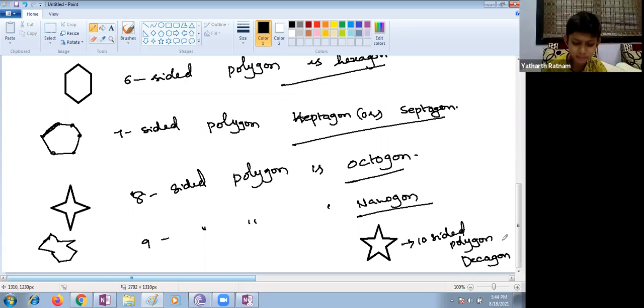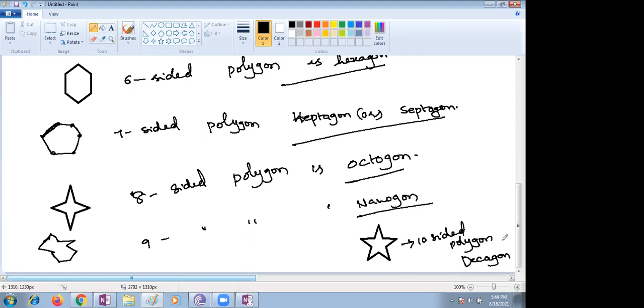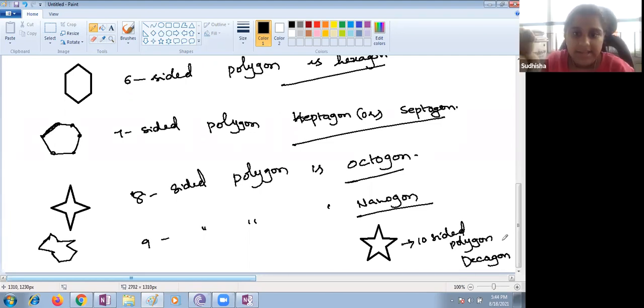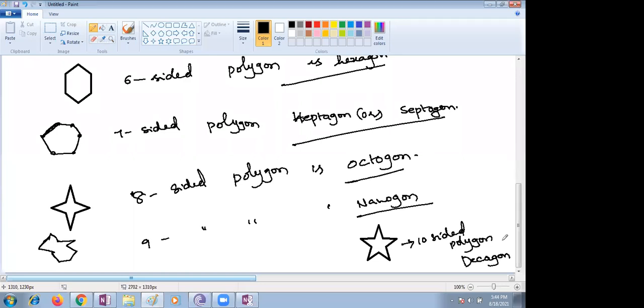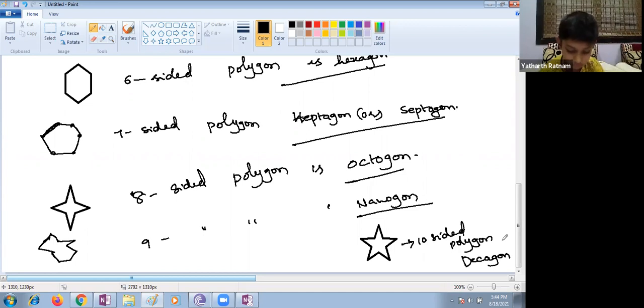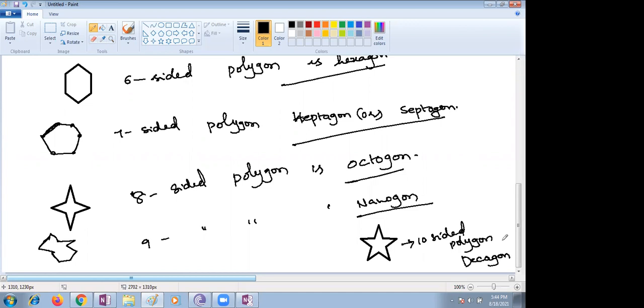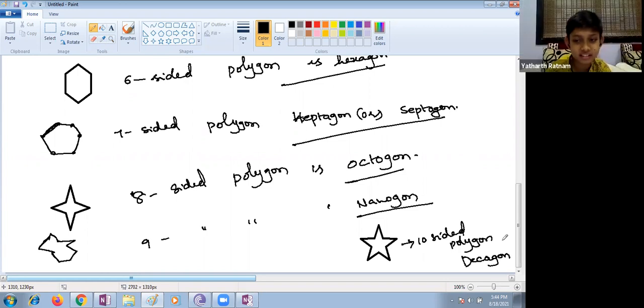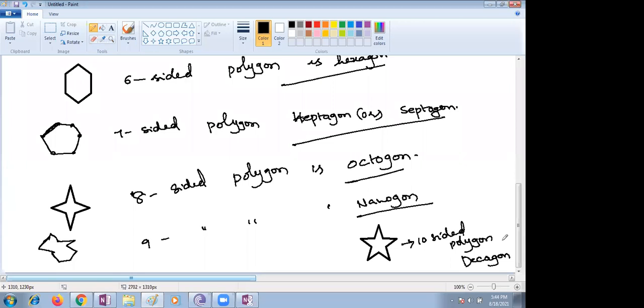3-sided polygon. Sudeksha should answer, not afternoon. What is the 3-sided polygon? Sudeksha, what has 3 sides? It's a triangle. Very good. Why are you thinking? Next, 4-sided polygon, Drona. Quadrilateral. Very good. Next, 5.